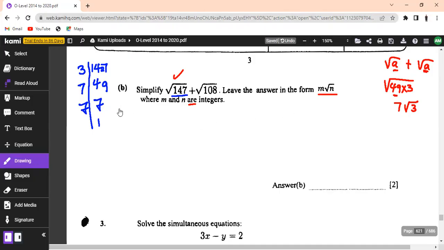So as you can see, I told you that when there is a pair like this number that here has got a pair, you write it outside of the square root. So it's 7. And this number 3 has no pair. It does not correspond with any number. So you write it under the square root. So that's square root of 147. Which means here we are going to have 7 square root of 3 plus we move on to 108. So we are going to do the same on 108.